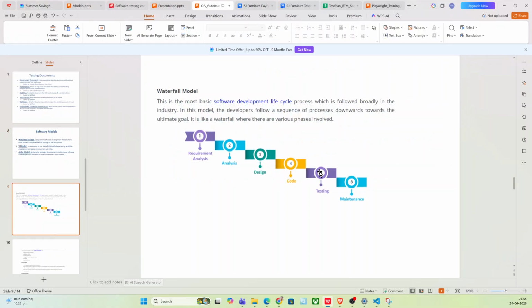So the first one is the waterfall model. If you could see, all these six phases you are seeing are common across the development models: requirement, analysis, design, code, testing, and maintenance.